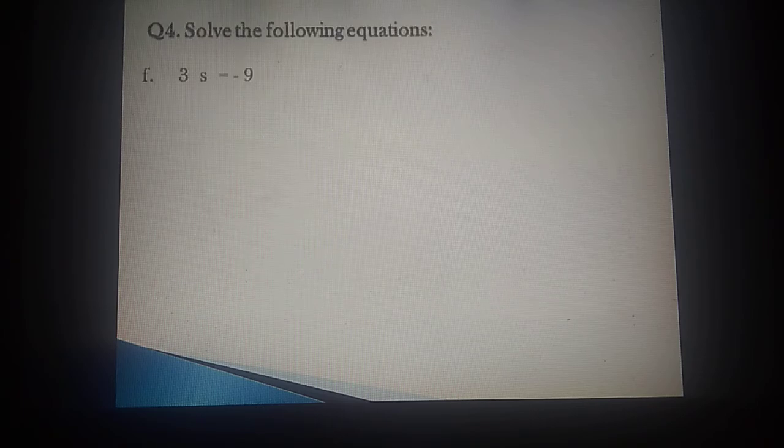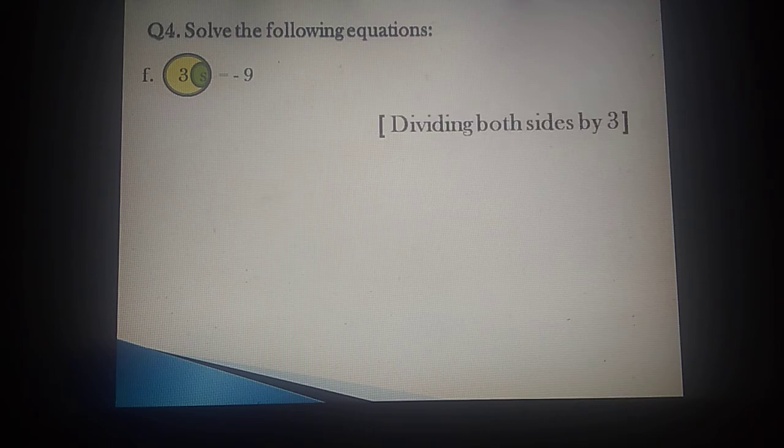Next, 3s is equals to minus 9. Again first variable and then the coefficient. Outermost circle it's 3 into. We will use opposite. We will get divide by 3. First write LHS, divide by 3. Then write RHS, divide by 3. Cancel the same numerator and denominator from LHS. Next left with S.